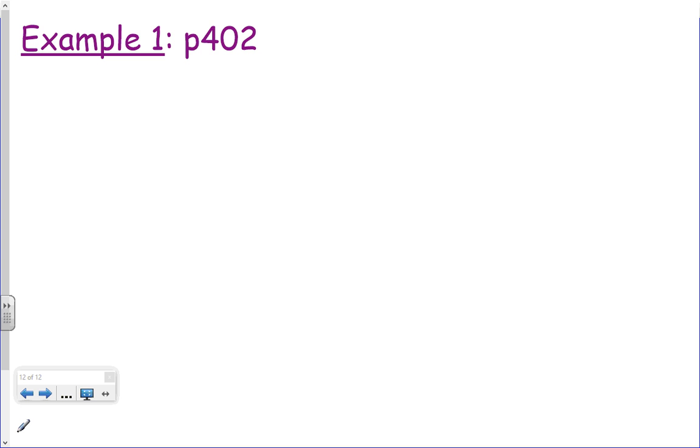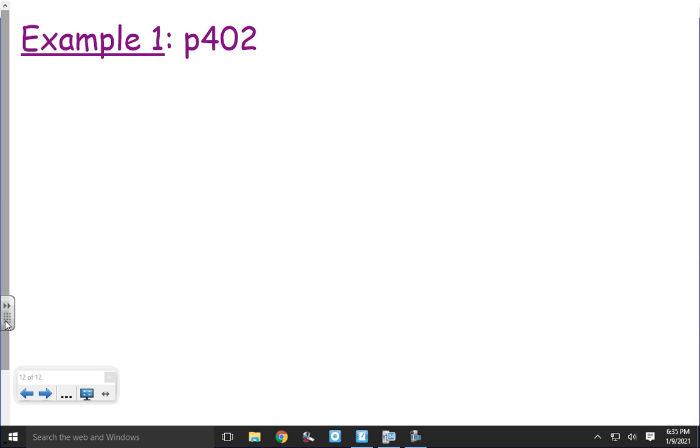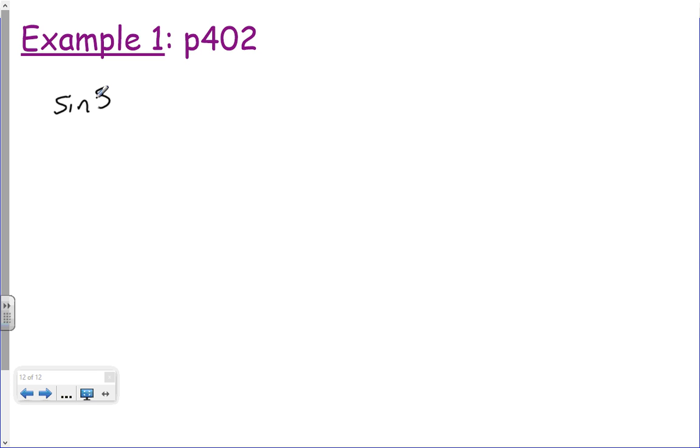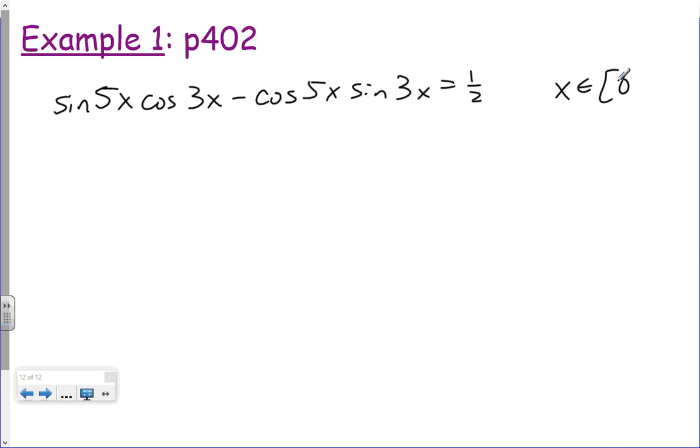Look at example number 1 on page 402. Example 1 says to solve the equation for x in the interval from 0 to 2 pi. So they gave us this equation. Sine of 5x times the cosine of 3x minus the cosine of 5x times the sine of 3x, and they were setting this equal to a value of 1/2, it looks like. And again, the domain that they've given us to work with is from 0 to 2 pi.